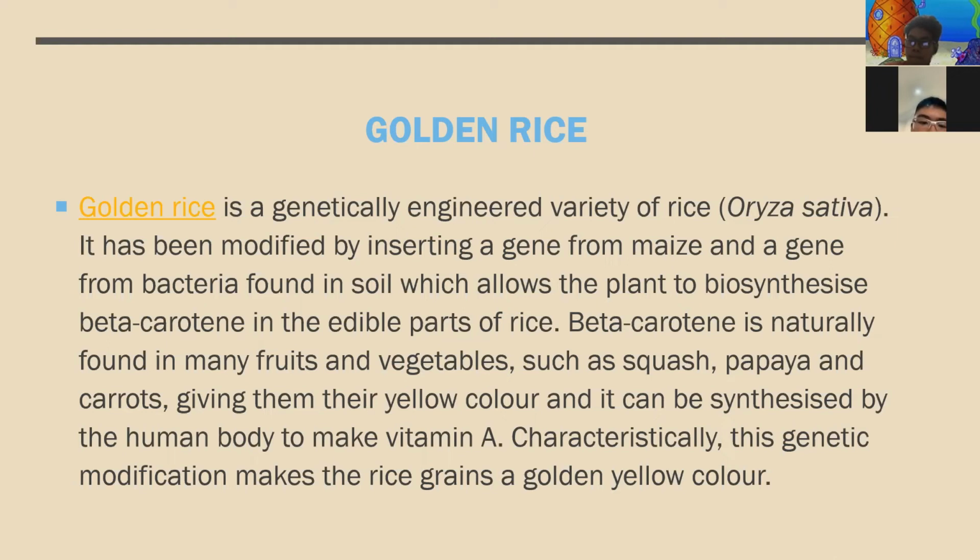Beta-carotene is naturally found in many fruits and vegetables, such as squash, papaya, and carrot, giving them their yellow color, and it can be synthesized by the human body to make vitamin A. Characteristically, this genetic modification makes the rice gain a golden yellow color.